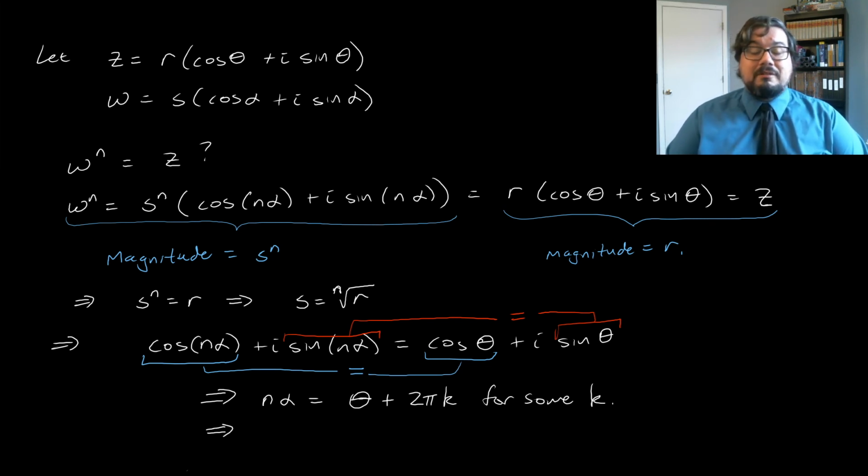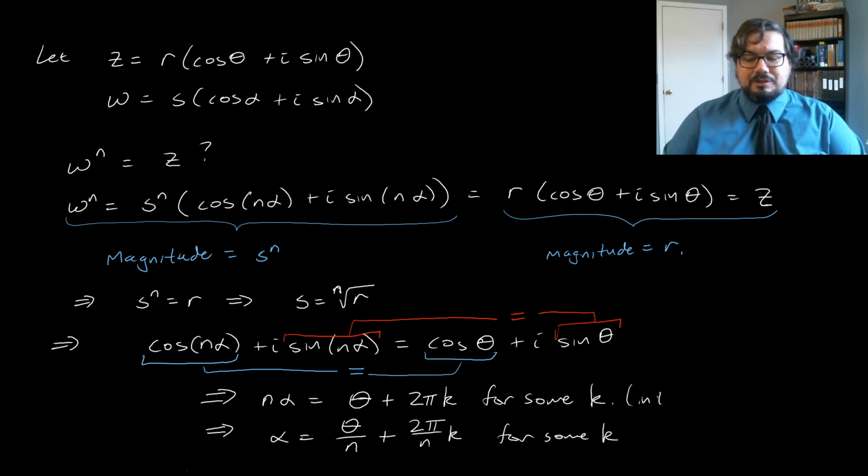Since we're trying to figure out what w is, we want to know what alpha is. And so if we divide everything by n, we get that alpha is equal to theta over n plus 2 pi over n times k, for some k, where k is an integer.